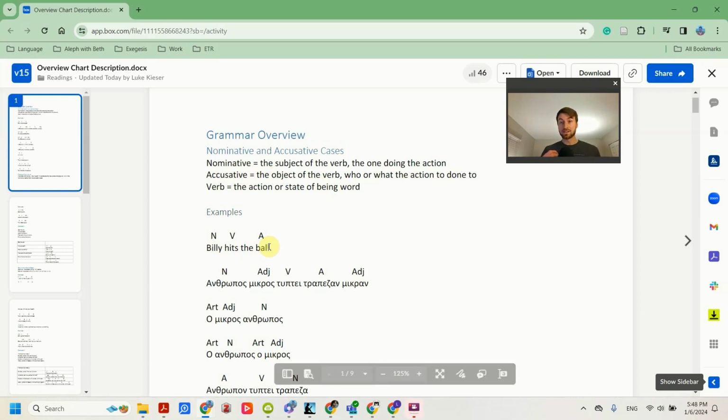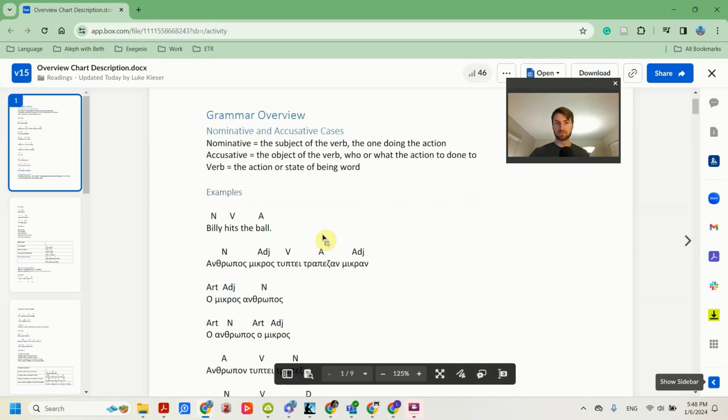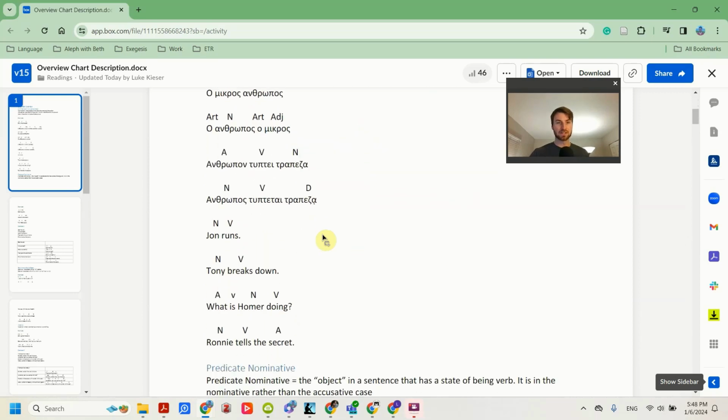For I, the accusative case would be me. Billy hits me. I can't say Billy hits I. That doesn't work grammatically because I is nominative. So that is nominative and accusative. Nominative is the subject, accusative is the object of what is being hit or being done to.